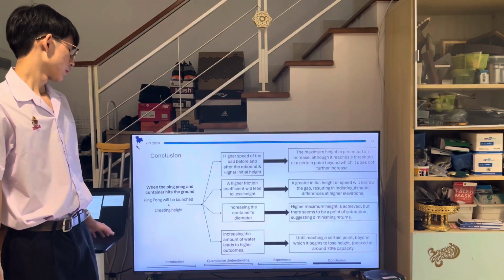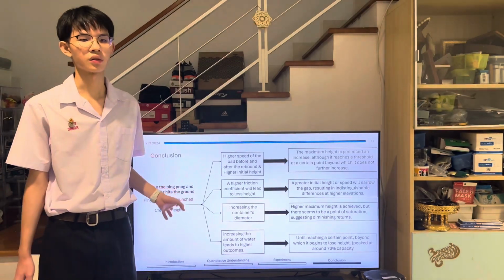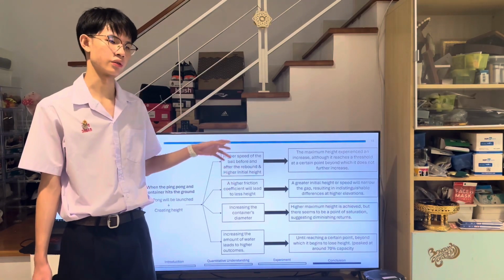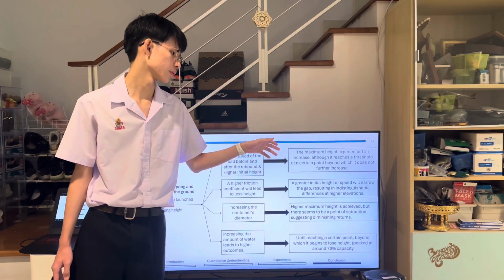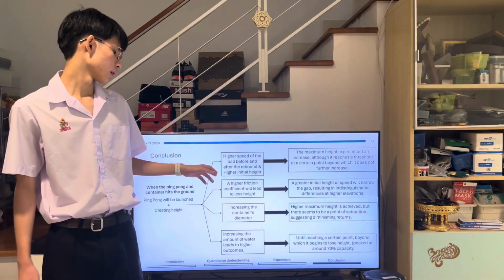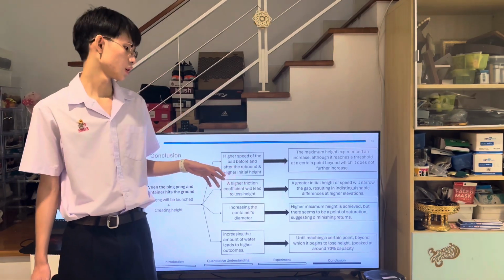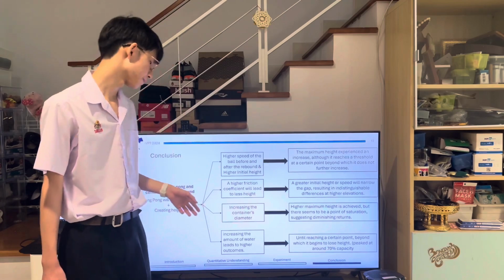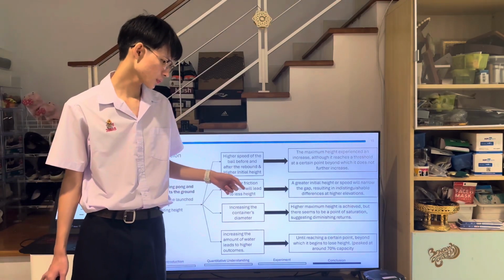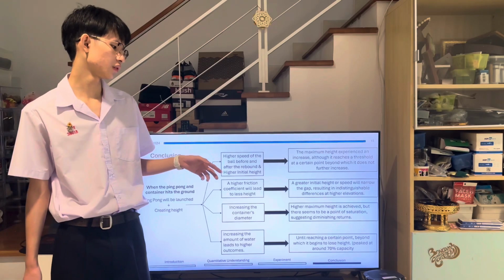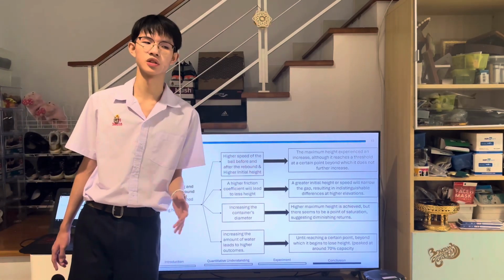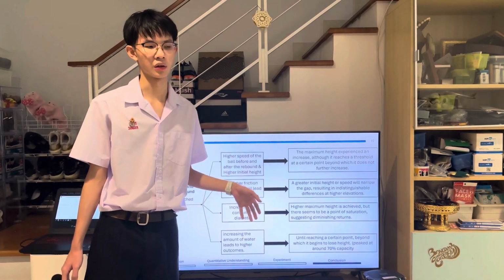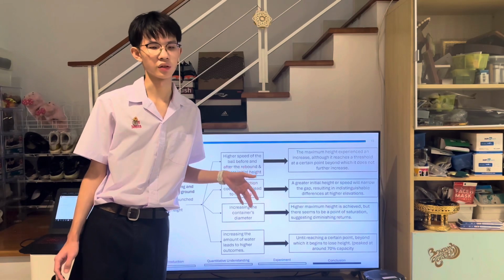Conclusion: when the ping pong ball and container hit the ground, the ping pong ball will be launched, creating height. The speeds before and after rebound and the initial height will increase the maximum height, although there's a threshold at a certain point. The higher friction coefficient will lead to less height, although at higher speeds it will be less noticeable or indistinguishable. Increasing the container's diameter, a higher maximum height will be achieved until a saturation point, meaning diminishing returns, and increasing the amount of water leads to better outcomes until a certain point where it loses height at around 70%.